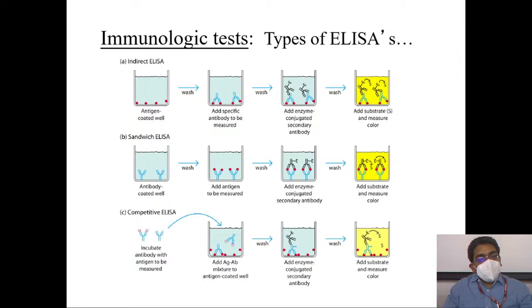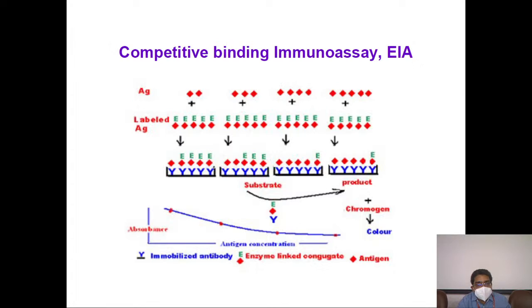Another test is the competitive ELISA. Here, outside, we incubate the antibody with the antigen to be measured. Now we add it, and if this antibody has not been bound, it will bind inside and give a high reaction. If this antibody is already combined with the antigen outside, it will not bind inside and a lower absorbance will be there. So the less of a reaction, the more positivity there is. If more of a reaction, the less of the thing we are detecting is there in that reaction. We will see this in further diagrams also.